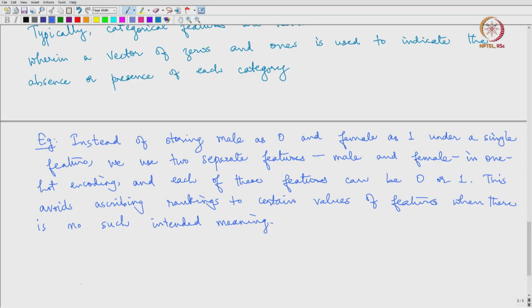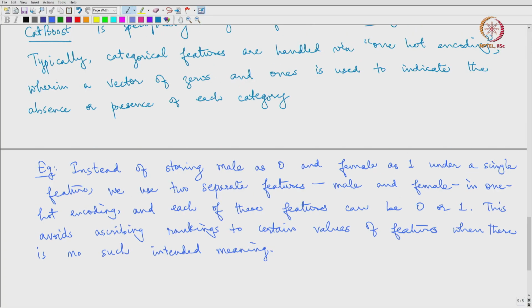So, I hope you get what is meant by one hot encoding, and what CatBoost does is it actually enables you to use one hot encoding in a better manner.